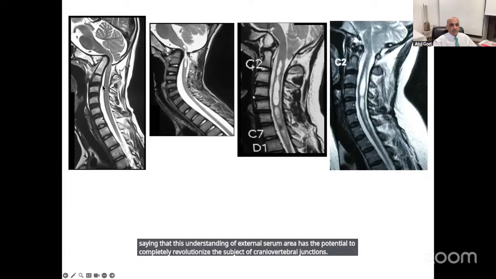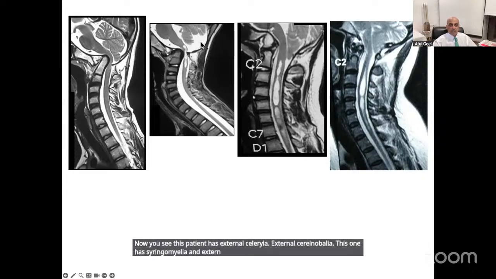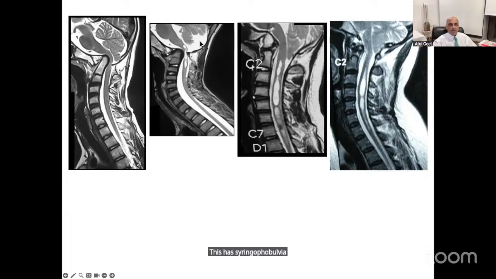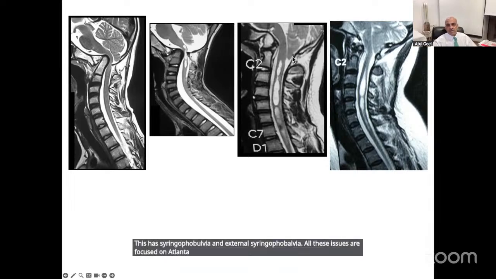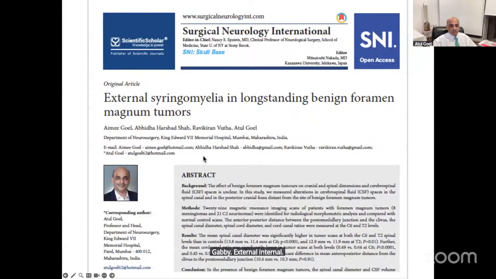Now you see this patient has external syringomyelia, external syringobulbia. This one has syringomyelia and external syringomyelia. And this has syringobulbia and external syringobulbia. All these issues are focused on atlantoaxial instability. See this Chiari? Internal syringomyelia. Chiari, syringomyelia. External, internal. Now this article I had written with my daughter.